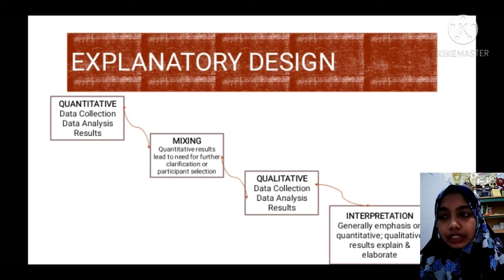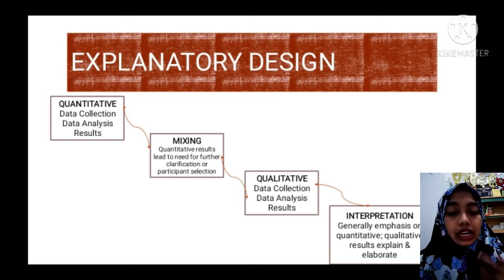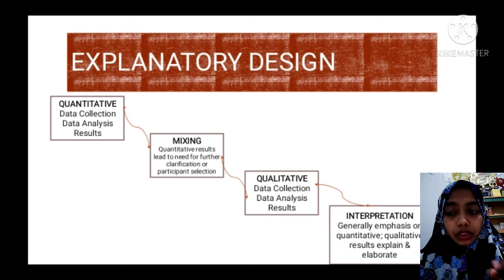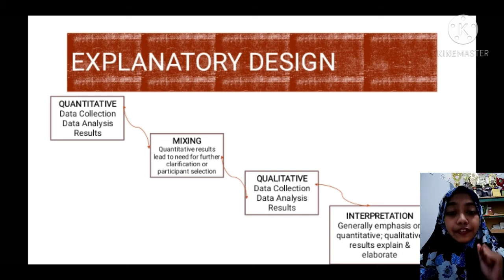Okay, based on my understanding, explanatory design prefers analyzing the quantitative data first, and the second is qualitative data.